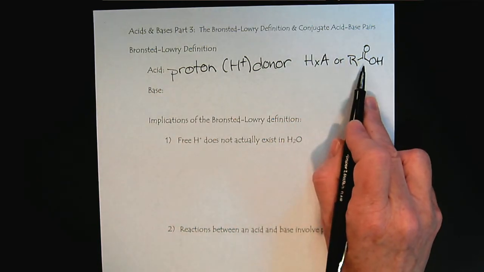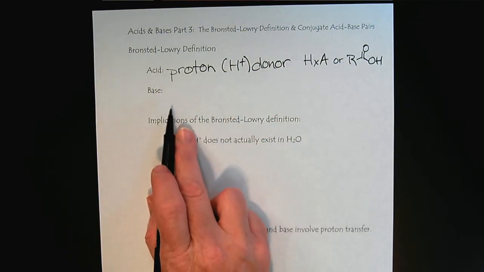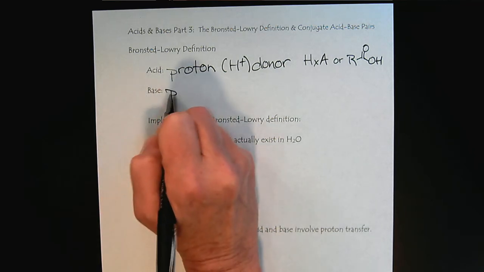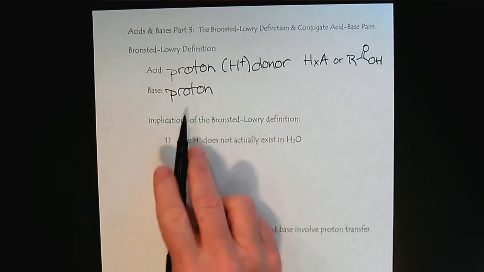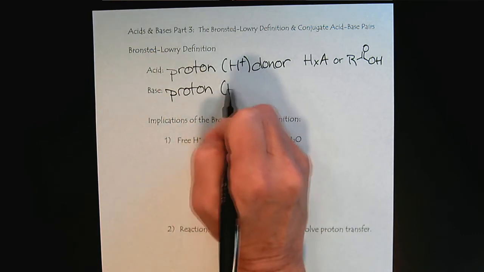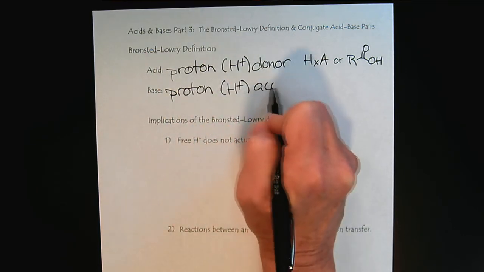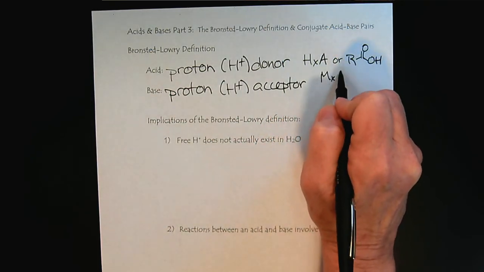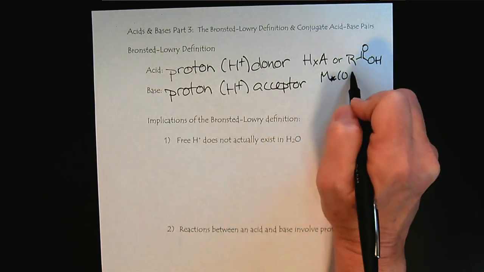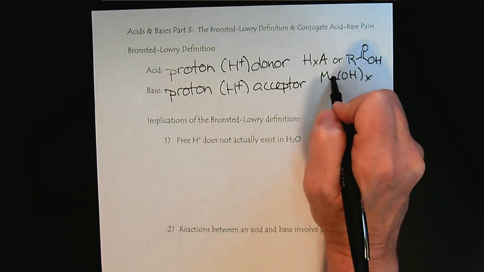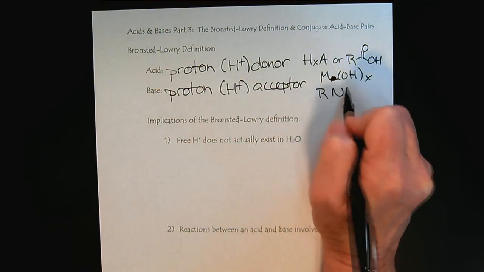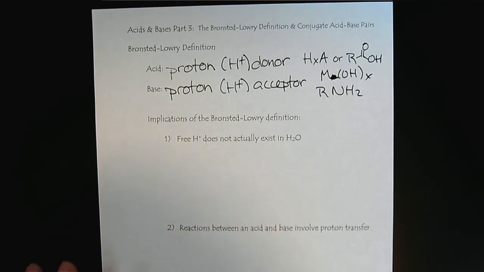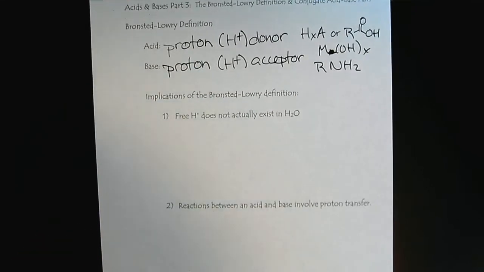Organic is for carbon. But then, where Arrhenius just talked about the acid, Bronsted and Lowry talked about the base as well. And we saw this in the previous tutorial, that the base was a proton acceptor. And so when we recognize bases, we see a metal with hydroxide, or we could have amines. Okay, so now let's look at the implications of the Bronsted-Lowry definition.